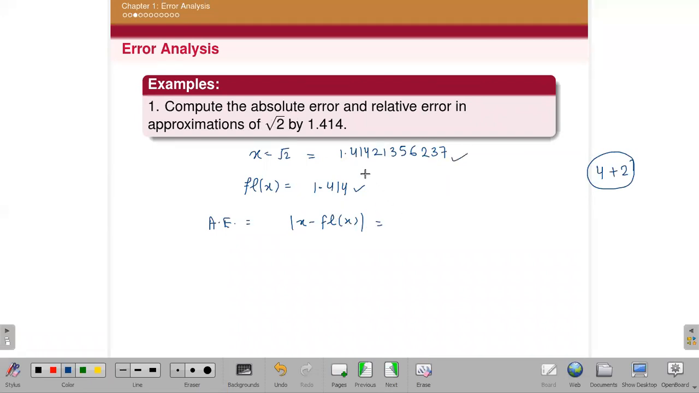So now subtract these two. So it will be 0.0021356237. And relative error will be absolute error divided by √2. So you divide this number by this number, then you will get the relative error also.